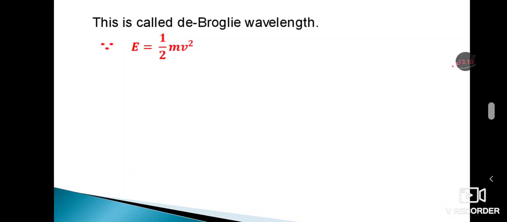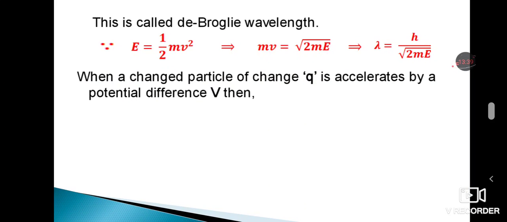Therefore our equation becomes E is equal to half mv square. So this implies mv is equal to under root 2mE, or we can write lambda is equal to h divided by, substituting that mv value in the above equation. Therefore lambda is equal to h divided by mv, where mv is replaced by under root 2mE. Then when a charged particle of charge q is accelerated by a potential difference V, then we can say that E is replaced by qV.